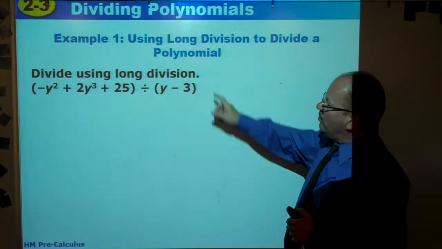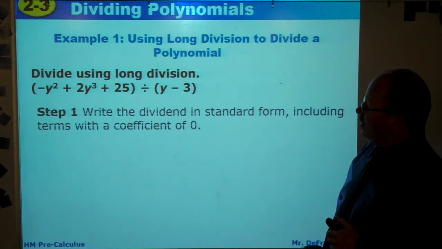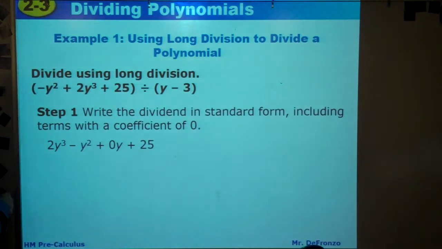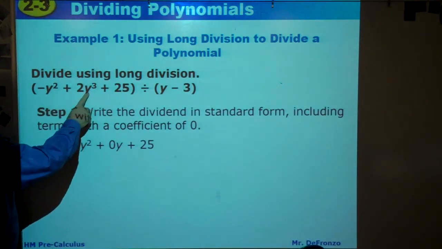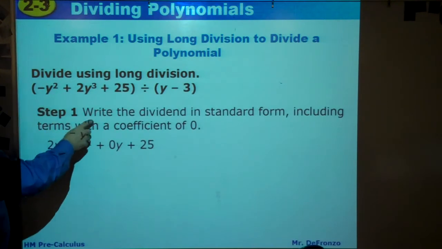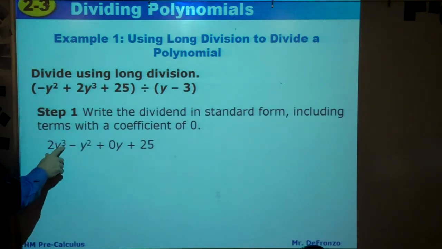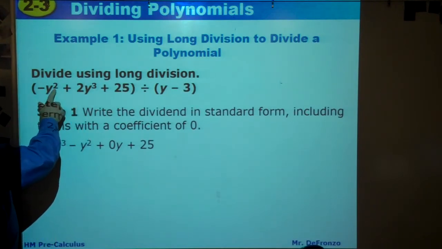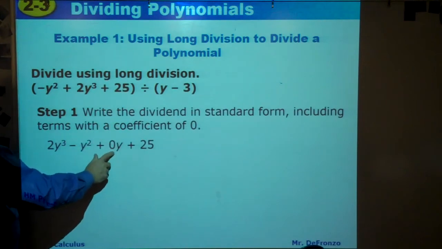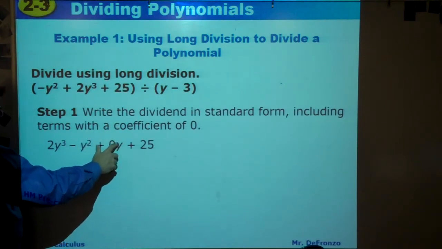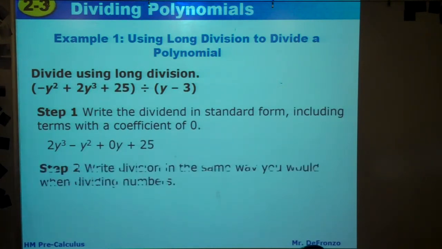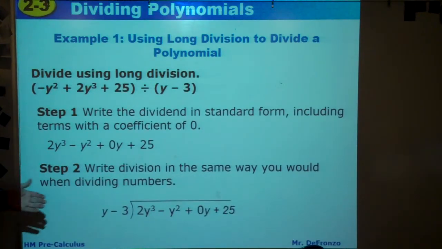Moving right along, divide using long division. Okay, so we're going to set it up. We have to identify the fact that these are not in order, and the first thing we're going to do is put them in order. That's standard form, the highest power on the variable first. And when we do, we'll notice we don't have any y to the firsts in here. So we have 0 y's. And we need to write that in there or we're going to get all mixed up in our division. So we put it in standard order and then we set it up just like we would a division problem using normal numbers.